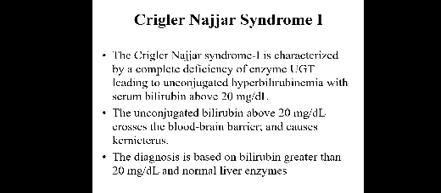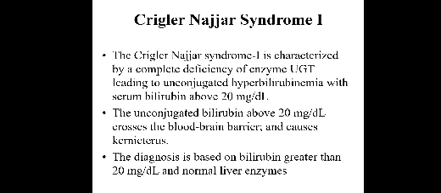Crigler-Najjar syndrome is of two types, Crigler-Najjar 1 and Crigler-Najjar 2. Crigler-Najjar 1 is characterized by the complete deficiency of the enzyme uridine glucuronyl transferase, leading to unconjugated hyperbilirubinemia. The serum bilirubin level is above 20 mg per deciliter. The unconjugated bilirubin above 20 mg per deciliter crosses the blood-brain barrier and causes kernicterus in neonates.